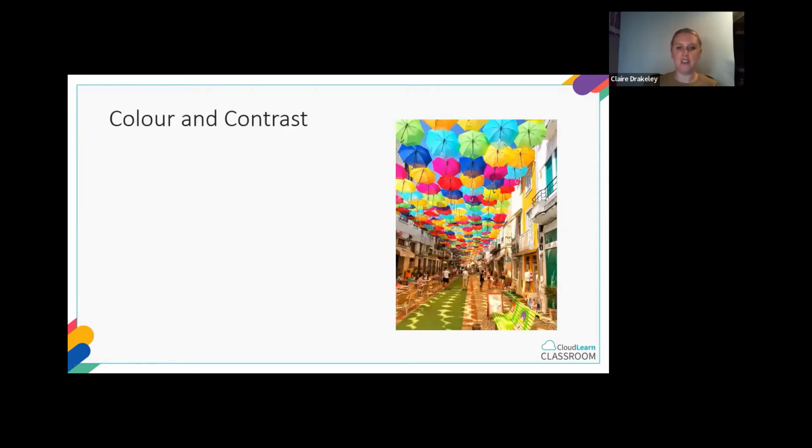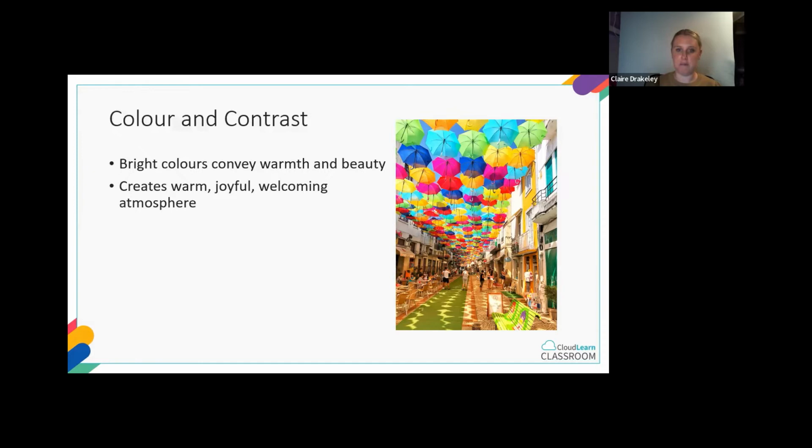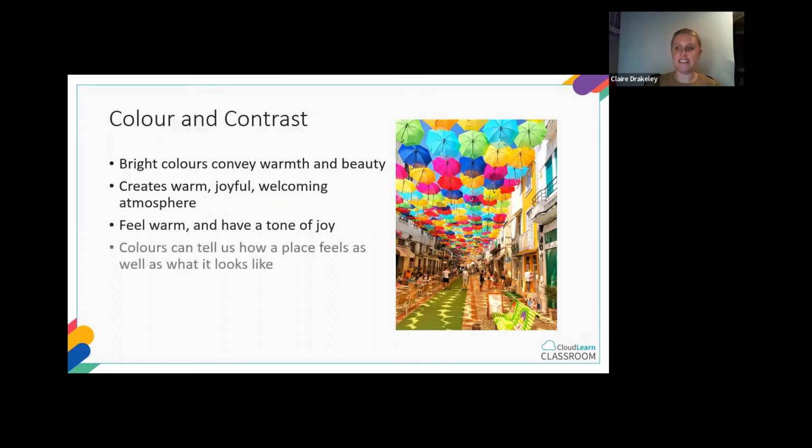So in the poem we just looked at, we mentioned how the author used bright and colourful descriptions to convey warmth and beauty of her surroundings. By using bright colours, an author is often creating a warm, joyful atmosphere. This means that other than simply looking bright, they also feel warm and have a tone of joy. Therefore, colours tell us how a place feels as well as what it looks like. They set the scene and also the tone of the piece.